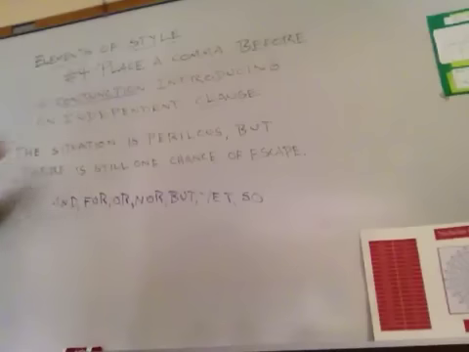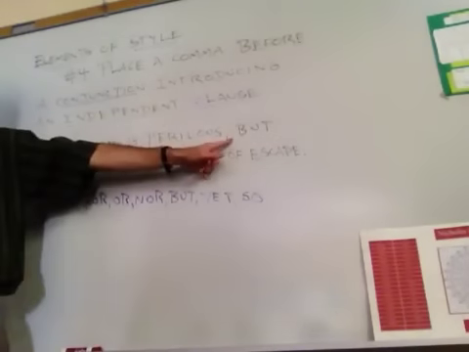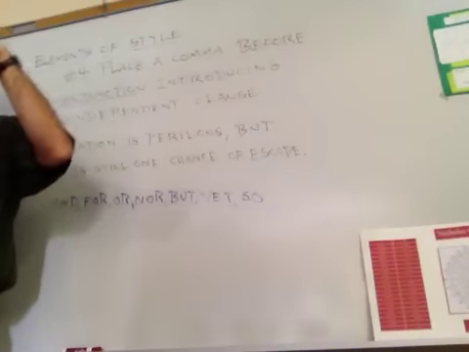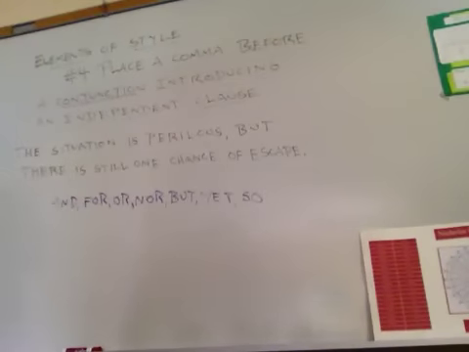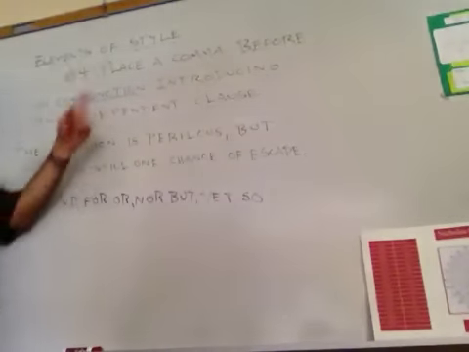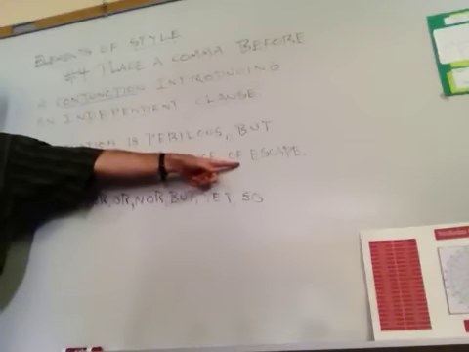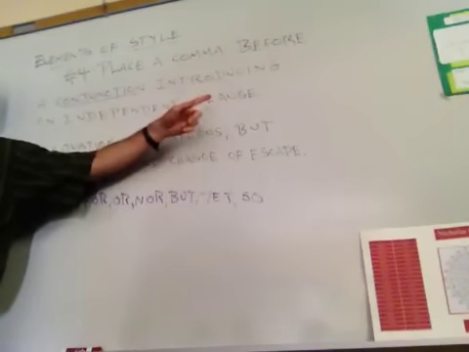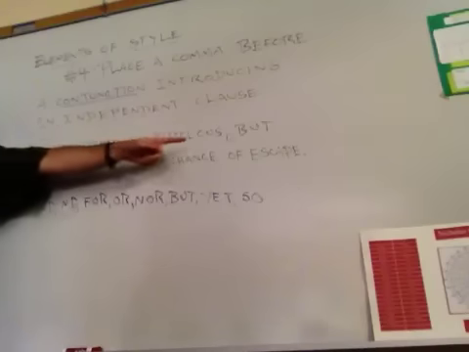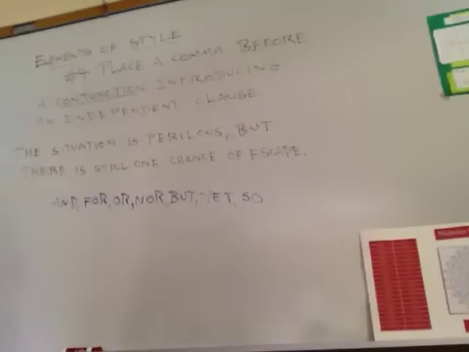Another way to do it is the one that this rule is talking about, and that is to put a comma and a conjunction. What you see right here, comma, but, is that in action. The situation is perilous, comma, but there is still one chance of escape. If you didn't have this comma, you would be ignoring this rule, which requires a comma before a conjunction that introduces an independent clause. This is an independent clause, so if you're going to combine it with another independent clause, it has to be a comma and a conjunction, or a semicolon. That's another option, but this rule mainly deals with the comma and conjunction.